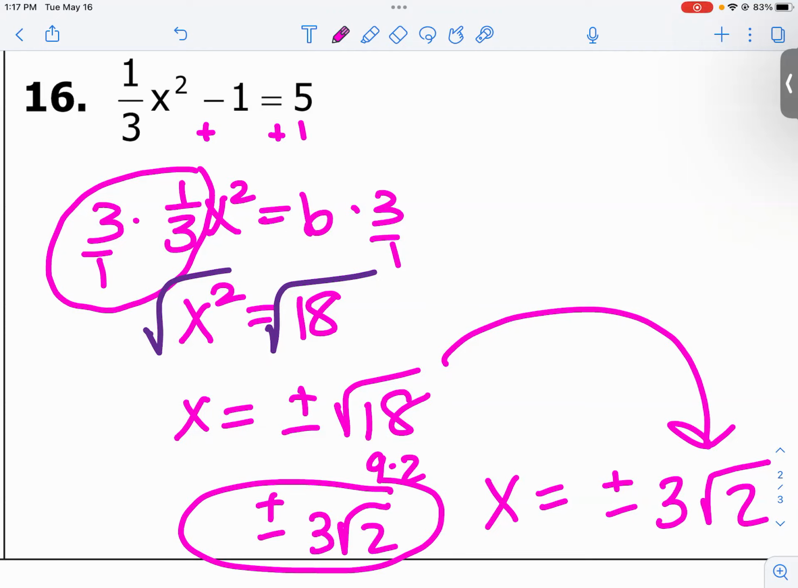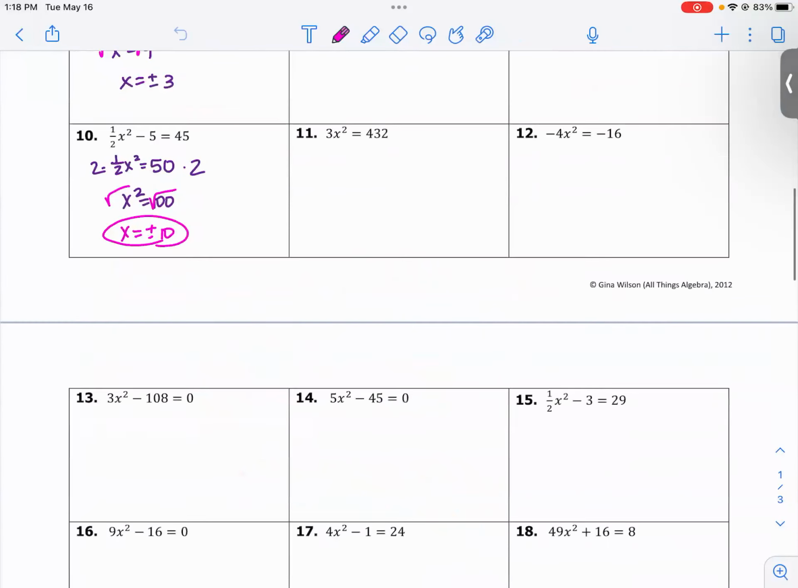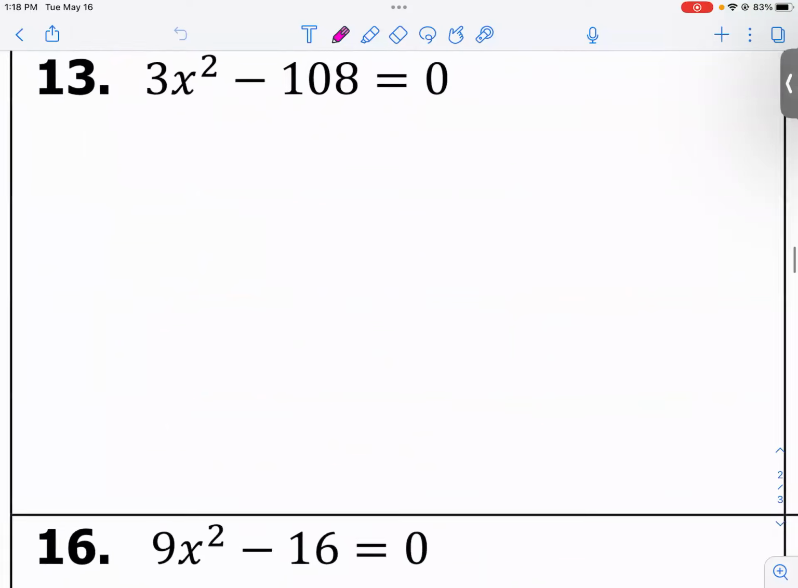We're not there yet. Oh, my bad. We're not gonna touch that. We're gonna wait until later. Okay, I want you to go back to our notes, and to the next page, I want you to try number 13.